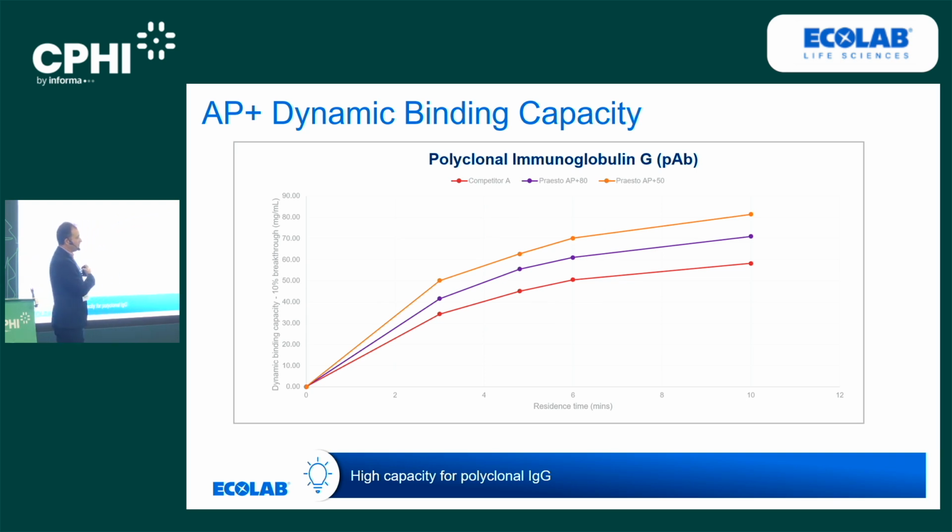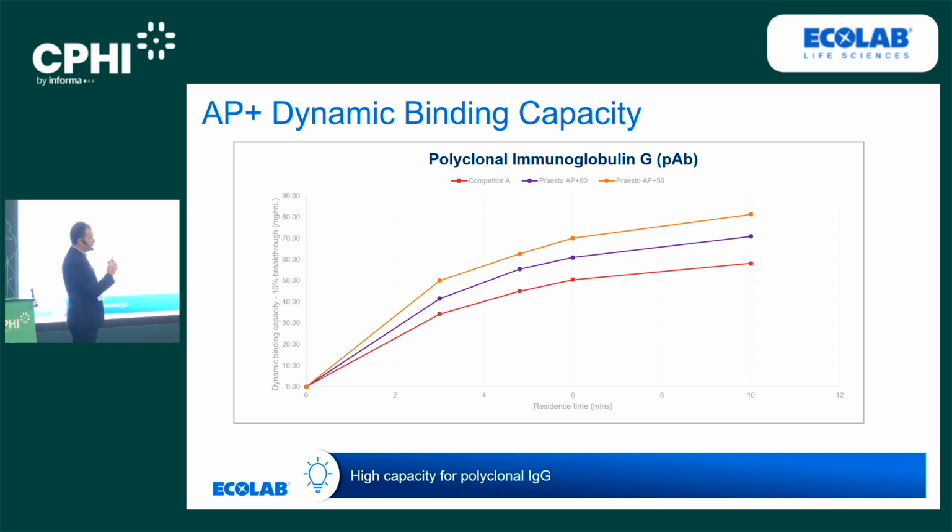This is the answer to the first one. We were talking about how much protein we can load on that resin. As you can see here, we have binding capacity when we're comparing three different resins. We have AP+50, which is on the top. We have AP+80, which is in the middle. We have one of our toughest competitors, which is in the bottom here.